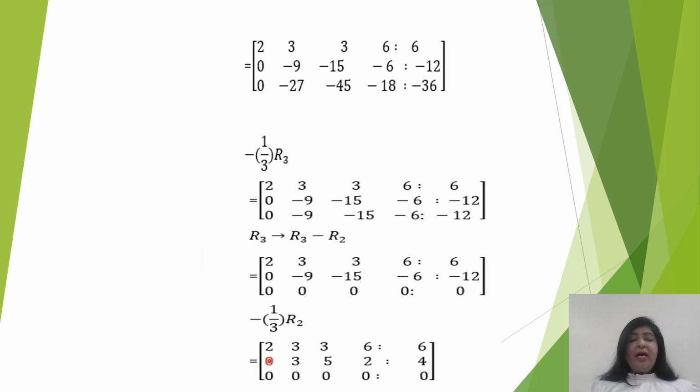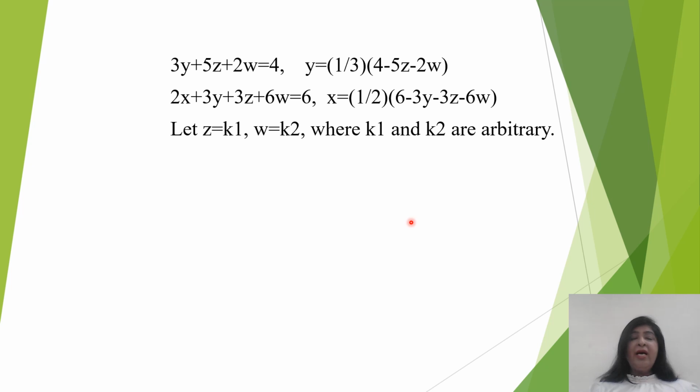Now you can see that in this matrix the pivots are 2 and 3, so the number of pivots is 2. So the rank of A as well as the rank of the augmented matrix, both are 2. And the number of unknowns is 3. So this means this system of equations has an infinite number of solutions.